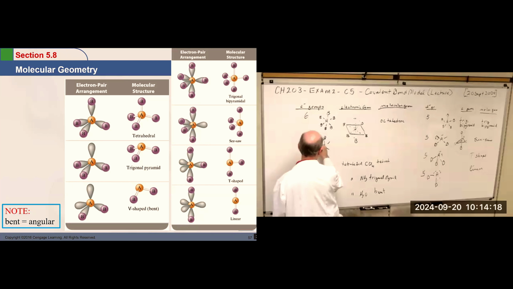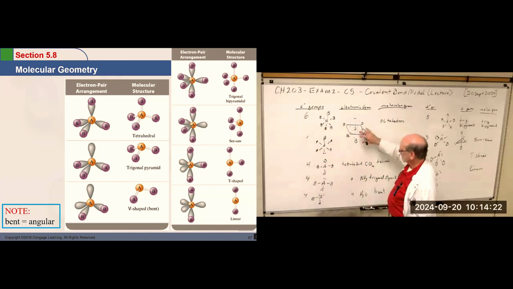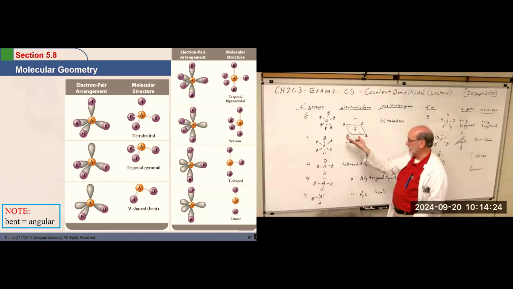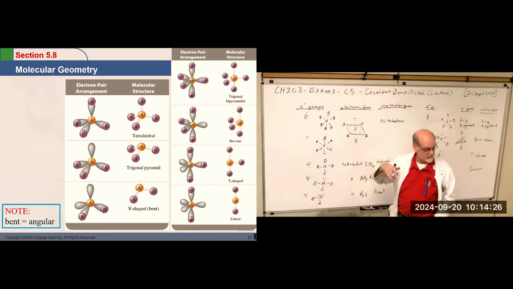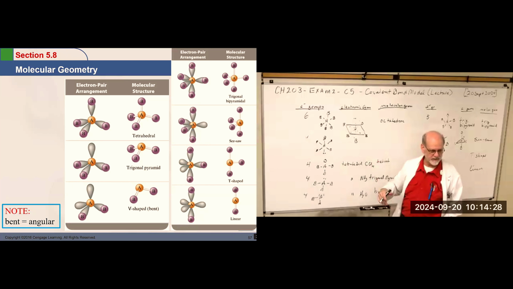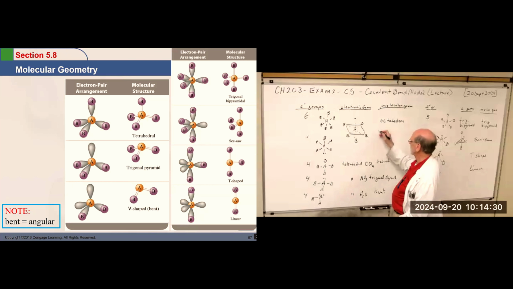Like that. One lone pair, that's a square base. If you turn it upside down, that's a square base pyramid, just like the pyramids of Giza. Square pyramid.